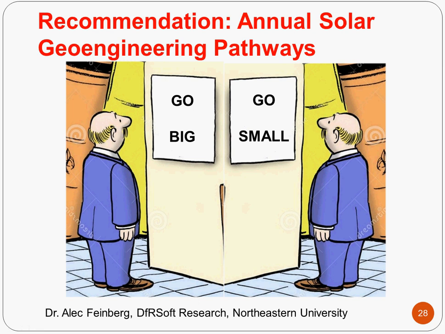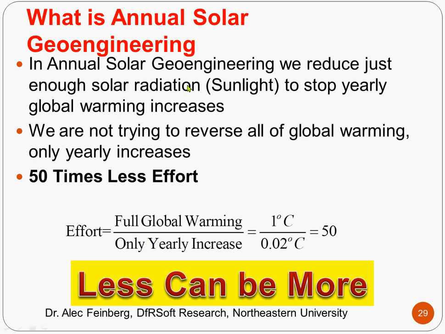What that does is it recommends to go small, not big. Because a lot of people are concerned that if we go big, we'll have all these circulation problems in how the planet responds, and it'll cause a lot of destruction. So people are concerned about that, and the best answer, I believe, is the annual solar geoengineering method.